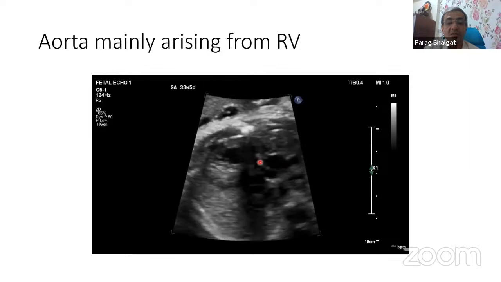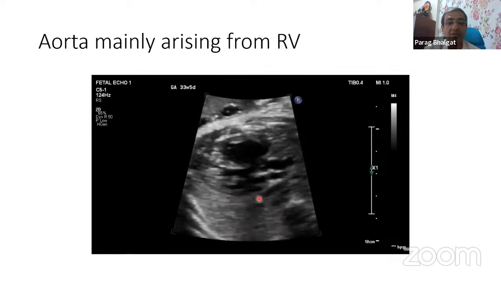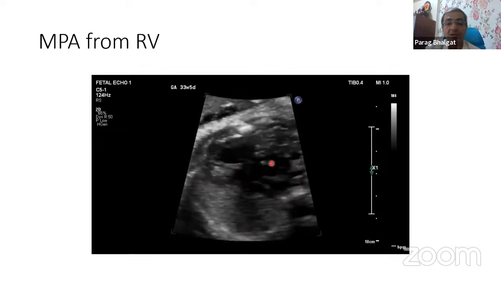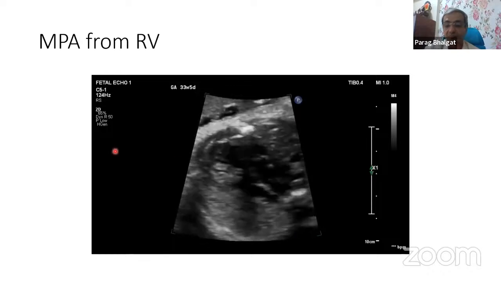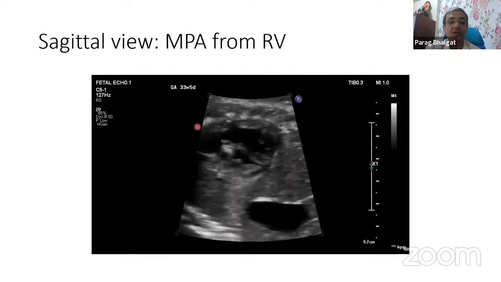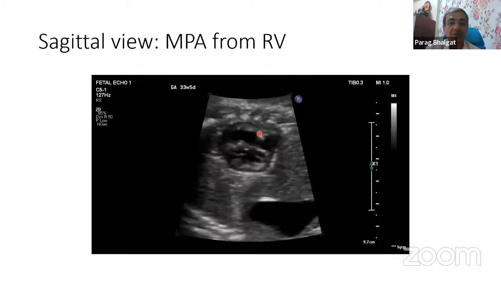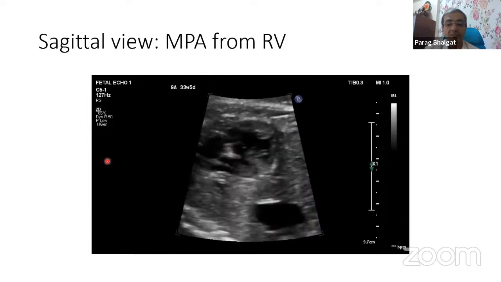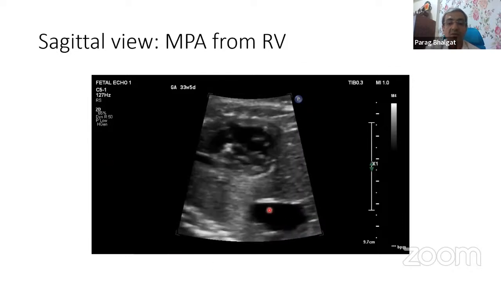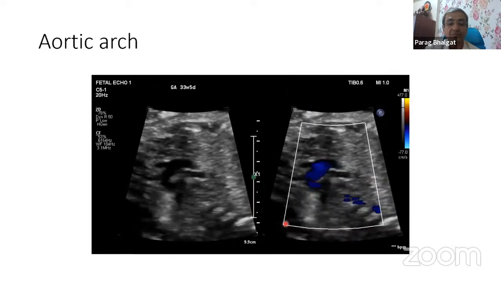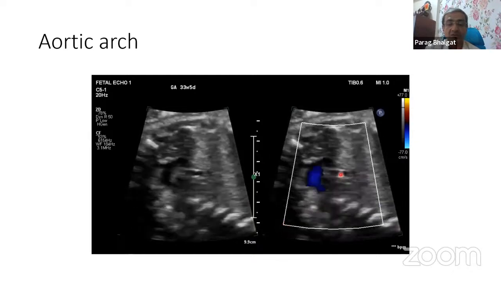Now this is aorta arising from right ventricle. This is left ventricle. This is MPA arising from the right ventricle. This is the origin of MPA from our right ventricle. LV, RV. The fundic bubble seen just below the heart. Aortic arch.